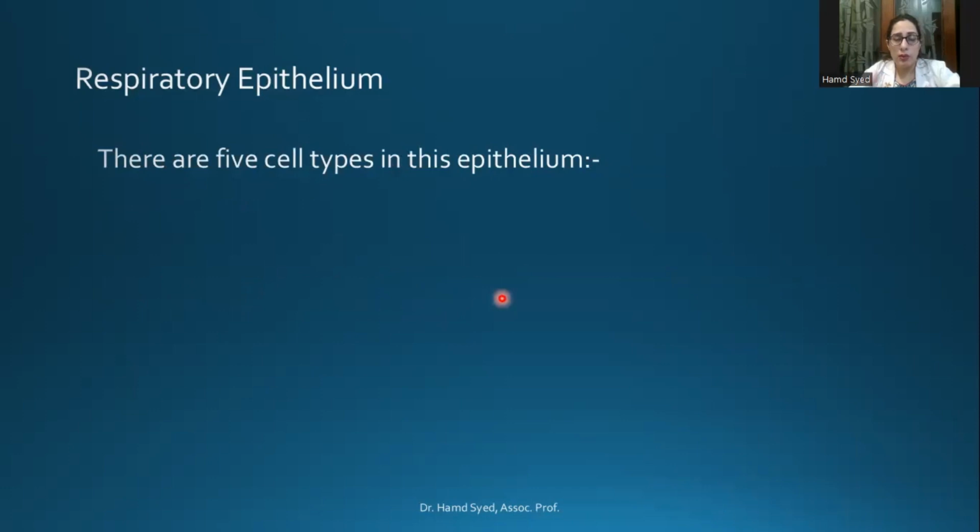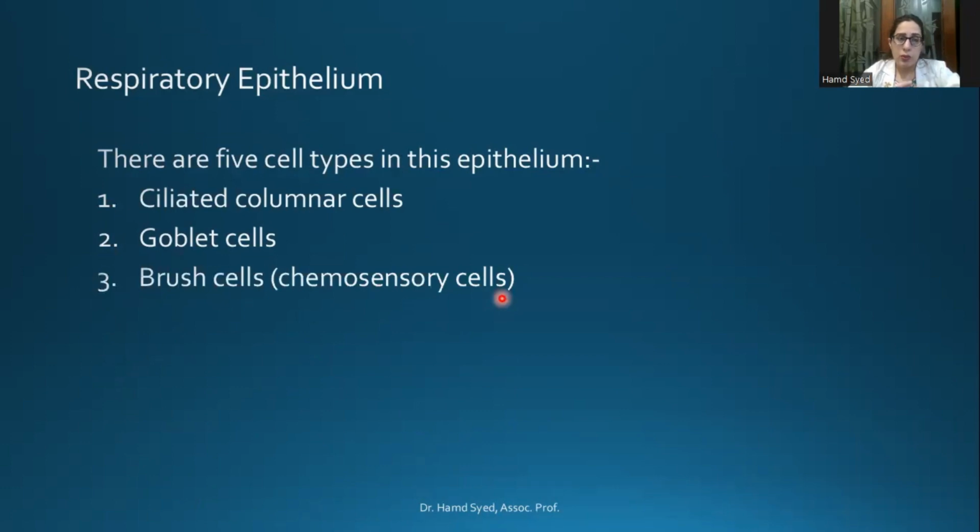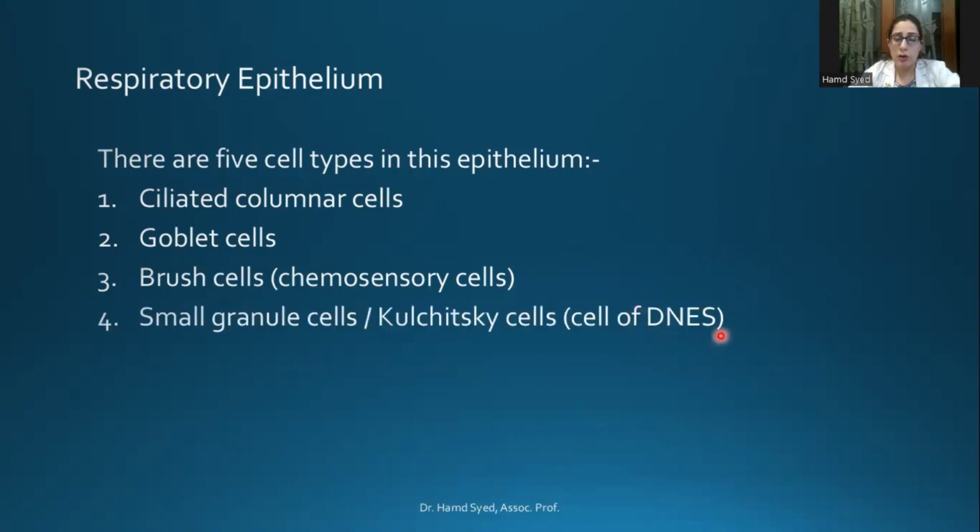Now, there are 5 cell types within the respiratory epithelium. The most common are the columnar cells, which have cilia on their luminal surface. And then the goblet cells, which are the cells that contain the mucinogen granules and are responsible for mucus production. Mucus is the thick viscous fluid which is being produced, and this is the one which is responsible for getting rid of the particles and the other foreign agents from the respiratory tract. The brush cells are also present within the respiratory epithelium, which are chemosensory cells, and small granule cells, which are the component of the diffuse neuroendocrine system, whereas some basal mitotic stem cells are also present within the epithelium, which divide and replace all the other cell types.